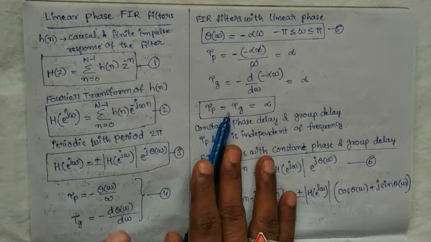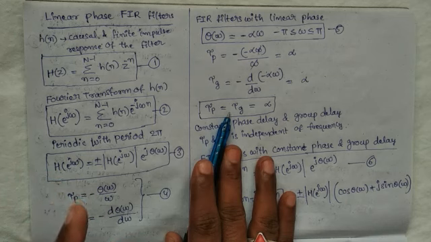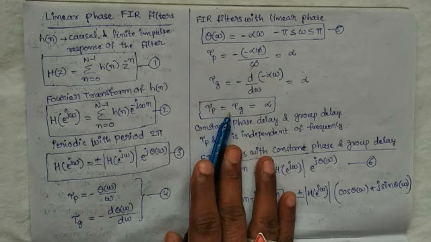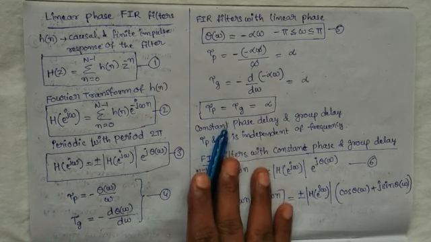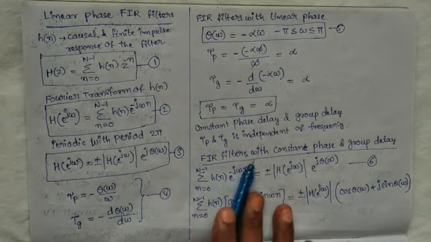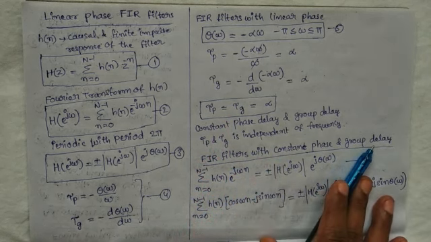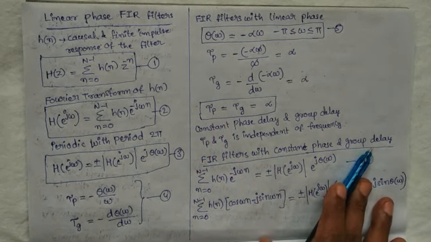The first case is what? For a constant phase delay and a group delay, we are determining the impulse response. The second case is what? We are observing the impulse response for a constant group delay and not the constant phase delay. Here, first case, FIR filters with constant phase and group delay.